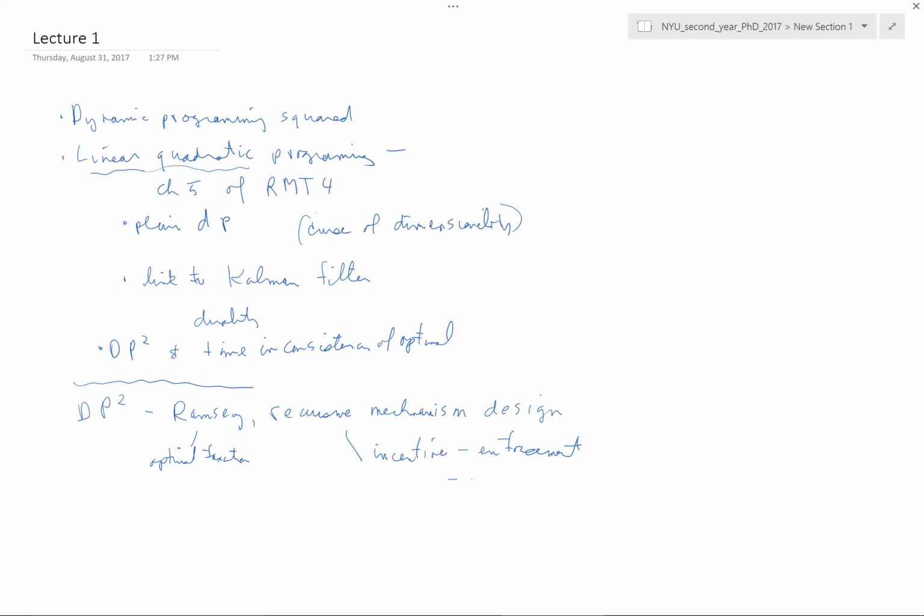And we'll also have information problems where there's disparate information between a planner and agents, or between agents themselves within the economy. And so we'll study contract and optimal taxation problems with such things. And dynamic programming squared is going to be a key thing. And the reason we call it dynamic programming squared, there's going to be a Bellman equation inside of another Bellman equation.